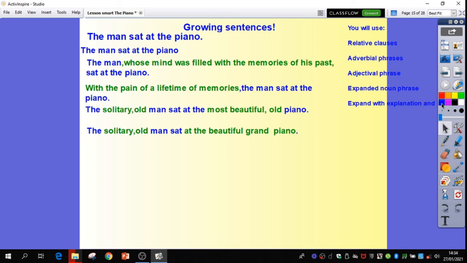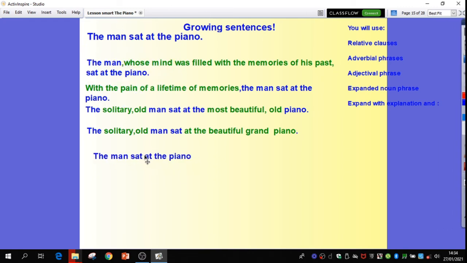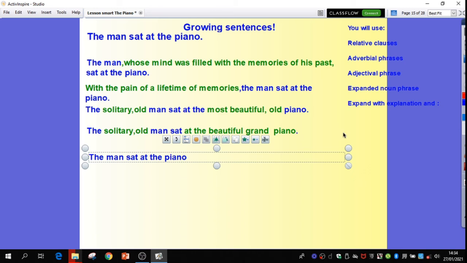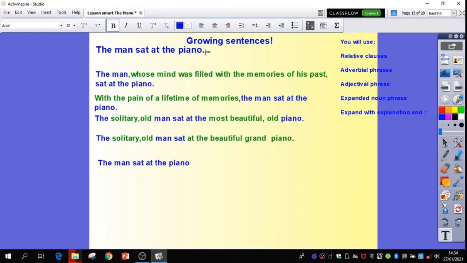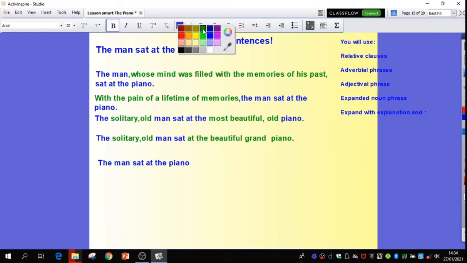So the last thing I need to do now is to expand using my colons and adding explanations. So the man sat at the piano. Here I need green. The man sat at the piano. No, I want to go there. Oh, it is not green. Oh my goodness, Year 6, IT is not being kind to me today.